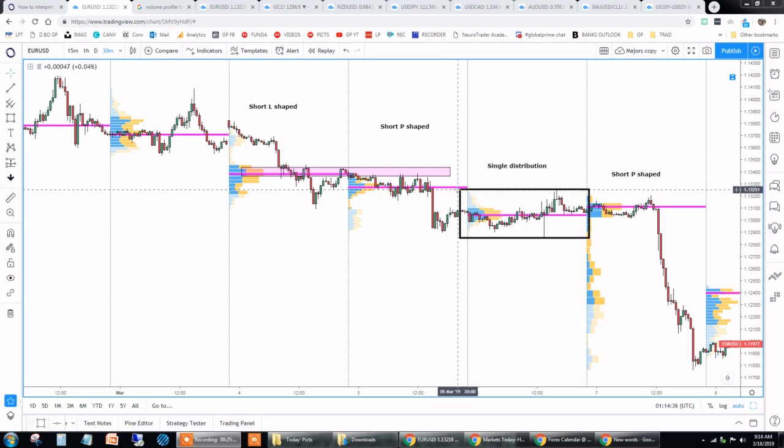Why did this happen, and what are going to be the consequences of us having this price accepting lower levels, even though the POC was at a much higher price? Whenever that happens, you're going to find that the market has been trapped long. There was an awful lot of accumulation of buys and sells at this level.